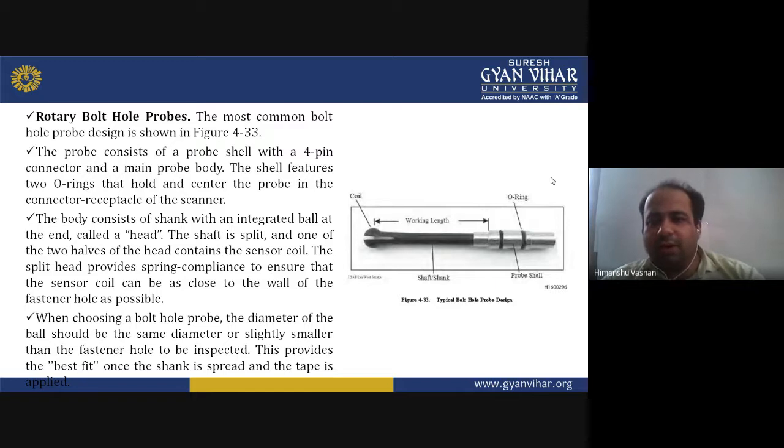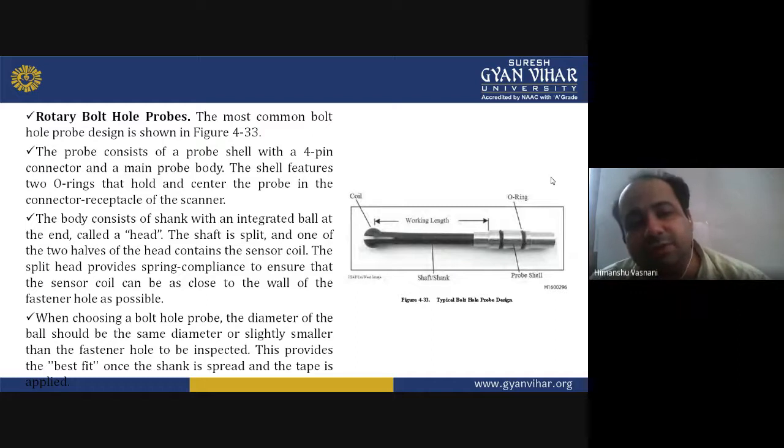You have a coil at the left hand side, then the working length, which is the shaft or the shank, you can call it. Then there is a probe shell, and you have an O-ring on the right hand side. The probe consists of a probe shell with a 4-pin connector and a main probe body.